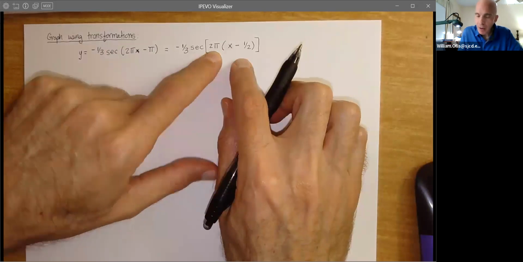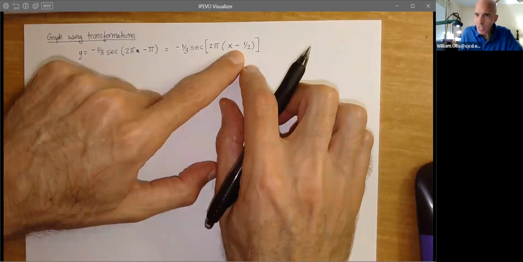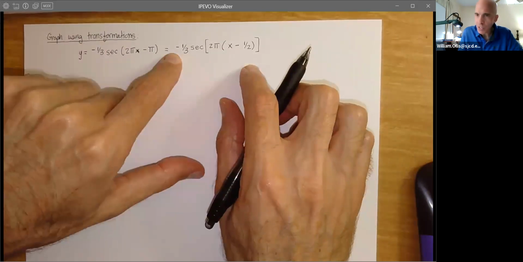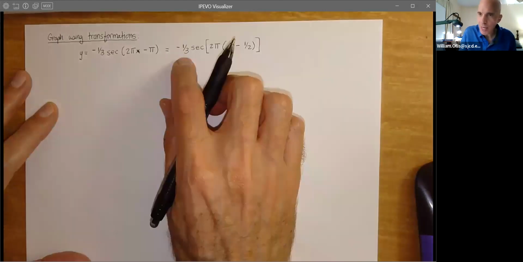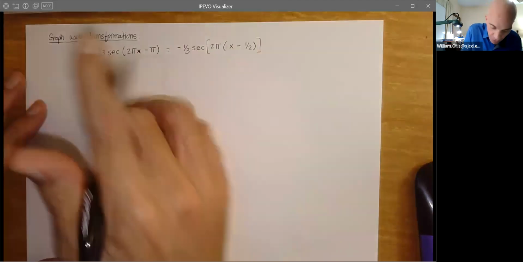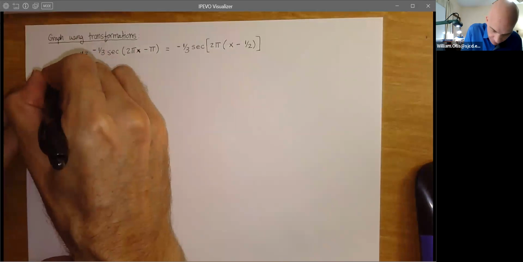So again, we changed the period, we've compressed it, and then we've got a right shift here, and then we've got a vertical compression and then a reflection. So we've got 4 things going on here. So forgive me for the extra negative, but I thought I'd just throw that in just for some extra practice. So we have secant x.